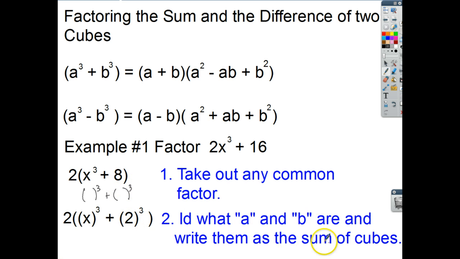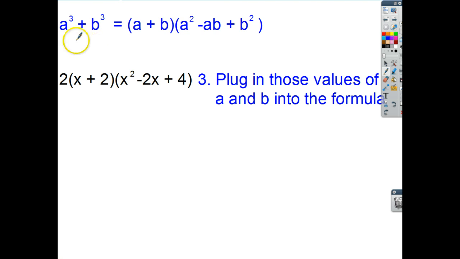So here I'm writing them as the sum of two cubes. I'm identifying what my a is up here and what my b is. Okay? All right. Now, keeping in mind this is the formula for the sum of two cubes, we plug in those values for a and b. Our a was x, our b was 2, so it becomes x plus 2.